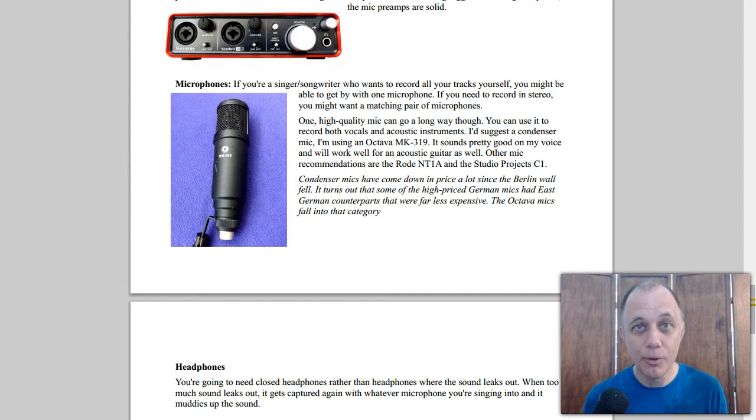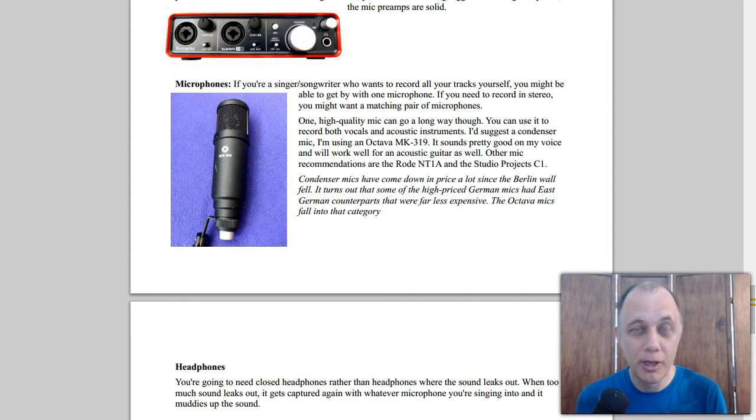Same thing with a keyboard or other electronic instrument. You plug the output of it into an audio interface and it gets transformed into digital. Now, so what do you look for in an audio interface? I mean, most computers have a little mic input there or a line input that you can plug into, but it's just not good enough.